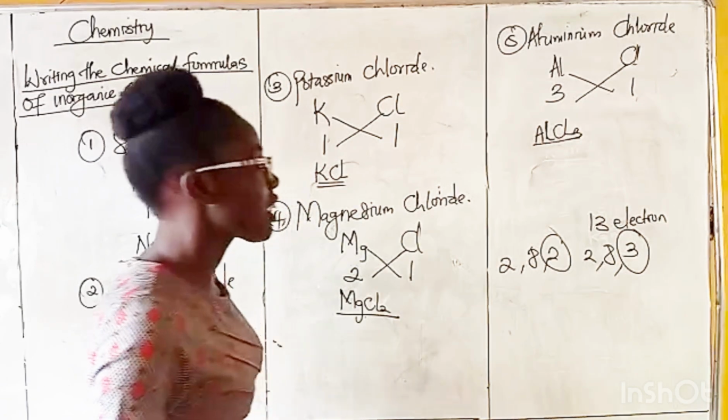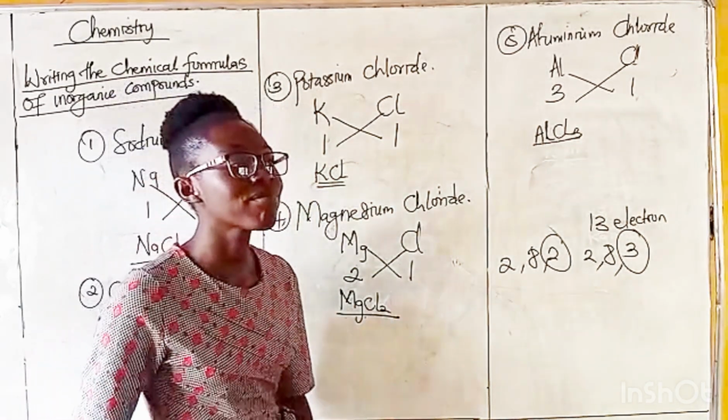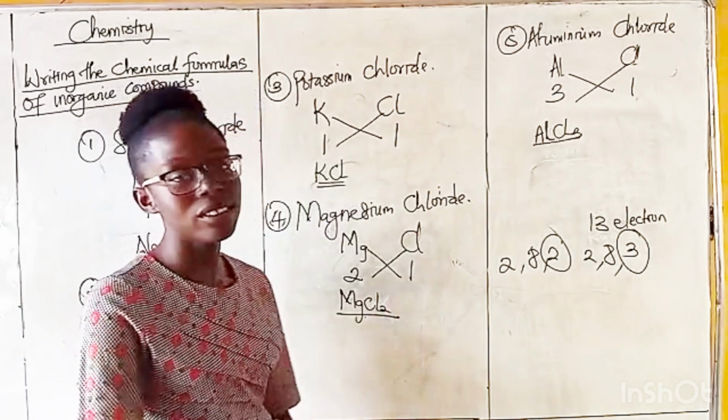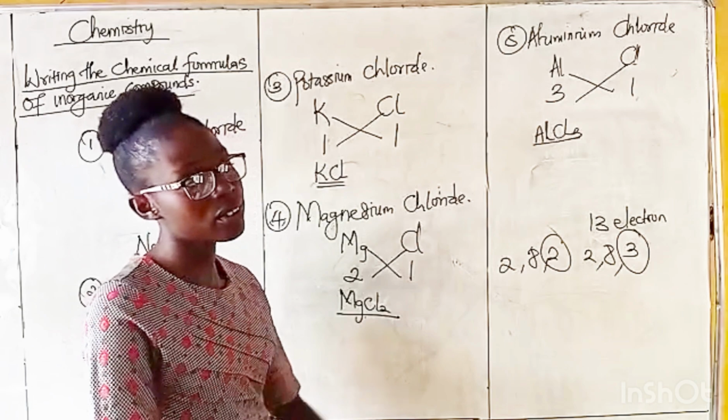Alright, you can try to get the chemical formula of zinc chloride. The valency of zinc is 2 and the valency of chlorine is 1.